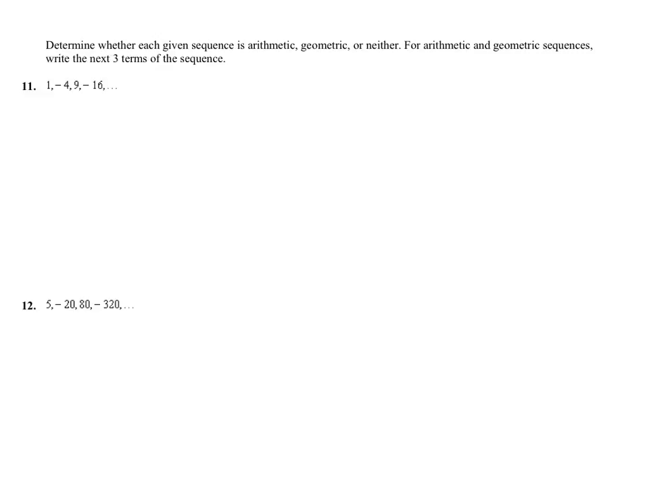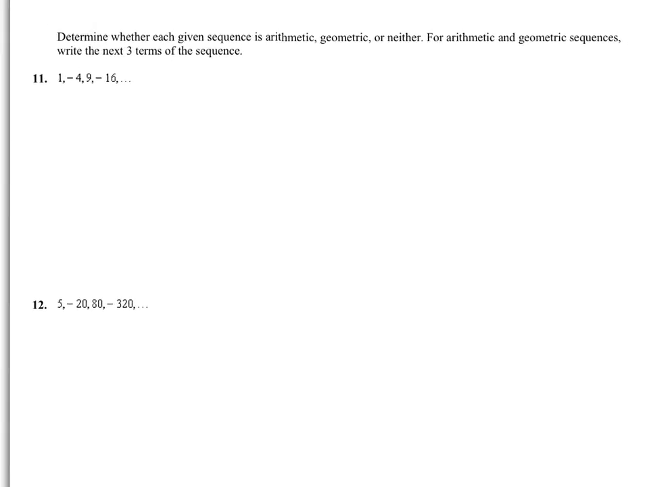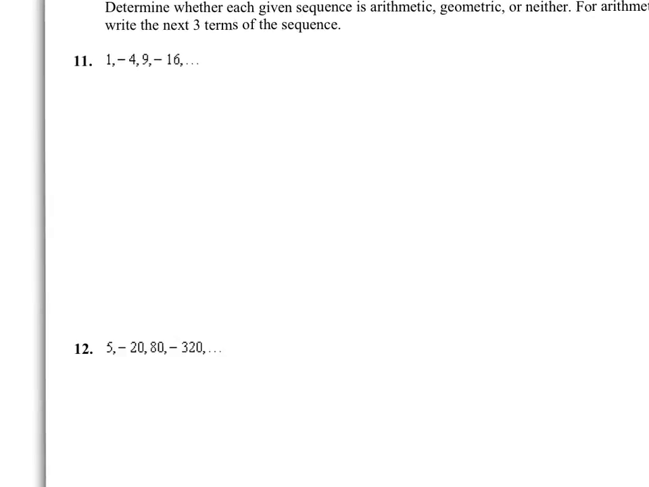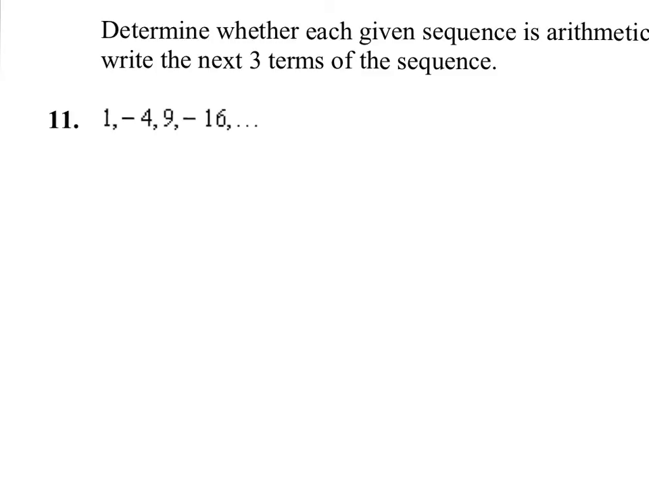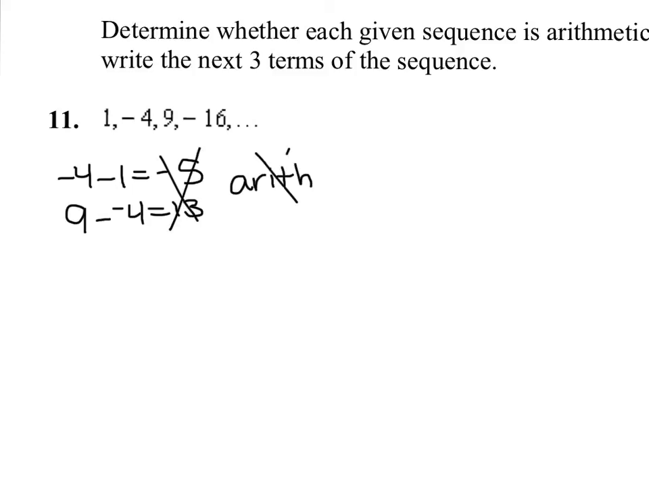Determine whether each given sequence is geometric, arithmetic, or neither. For arithmetic and geometric sequences, write the next 3 terms. All right, looking at this one, I've got 1, -4, 9, -16. So the first thing I need to check is arithmetic. If I do -4 minus 1, that gives me -5. And then 9 minus a -4, that's 13. Those are not the same, so it is not arithmetic. That did not work out.